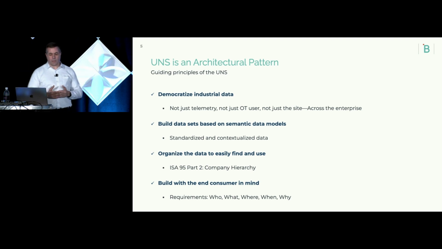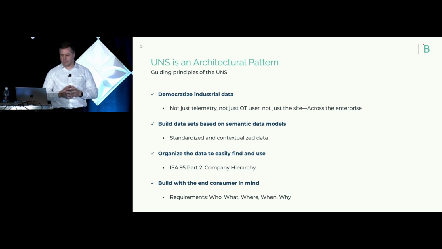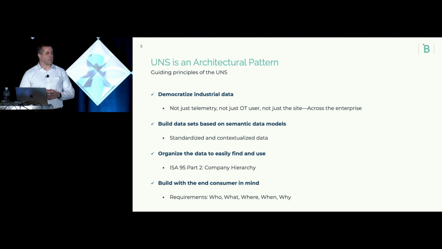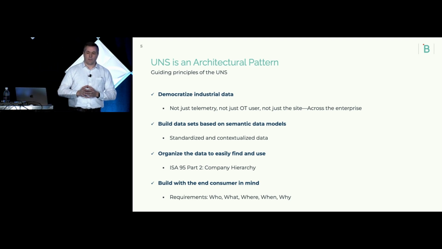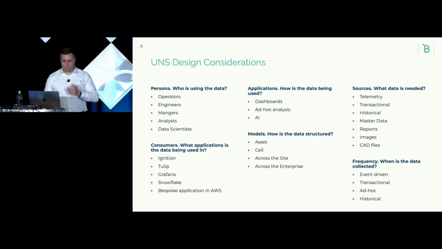So when we engage with customers, we always say you need to start with what is a UNS, and the UNS is all about democratizing your data. It's about being able to build data sets that are based on semantic models. They talked about that last night. It's about being able to organize your data so that you can easily find it, and it's about being able to build it for the consumer of the data. So I did not talk about MQTT. I did not talk about a topic namespace. I talked about making data available, and that's what UNS is really all about.